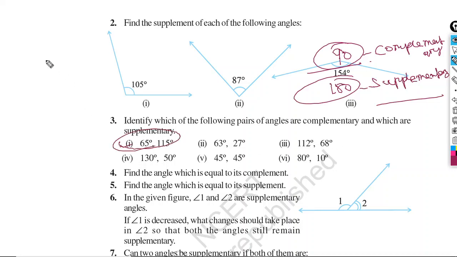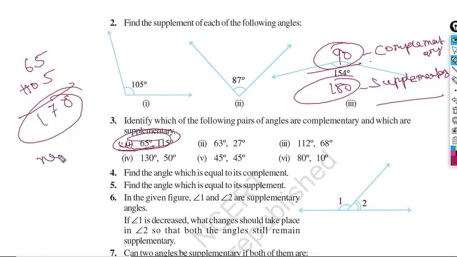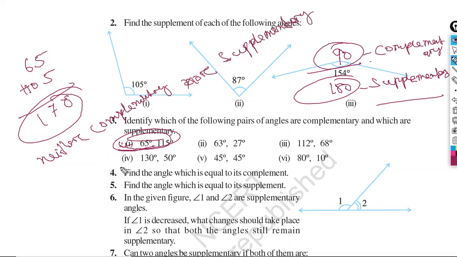Let's check the first one. Here you can write 65 plus 105 equal to 170 degrees. So for part I, you can write, it is neither complementary nor supplementary. Okay, so this is neither complementary nor supplementary.